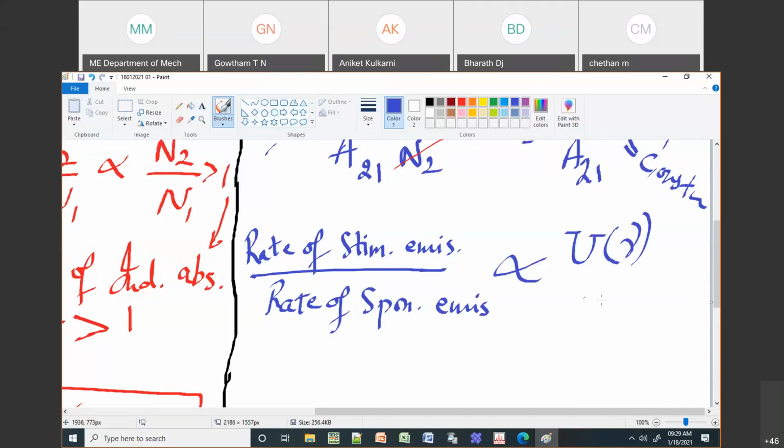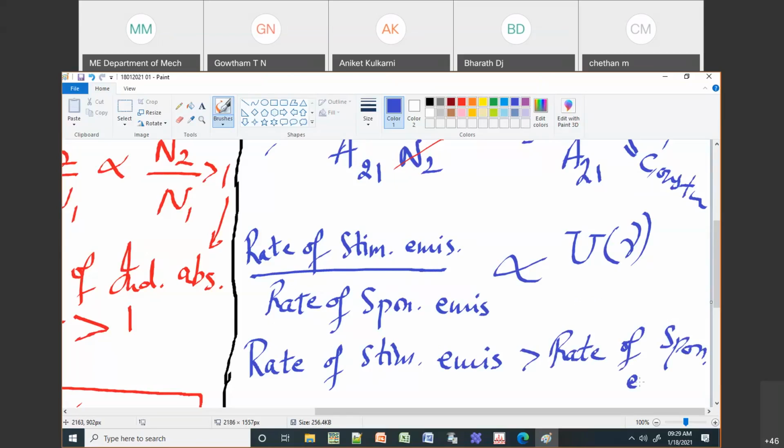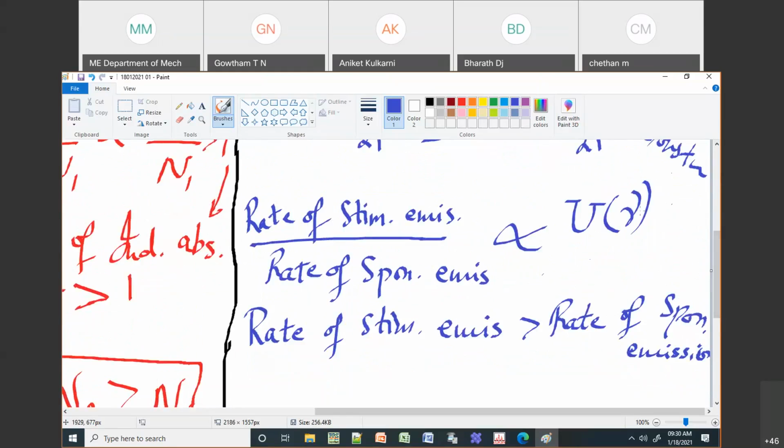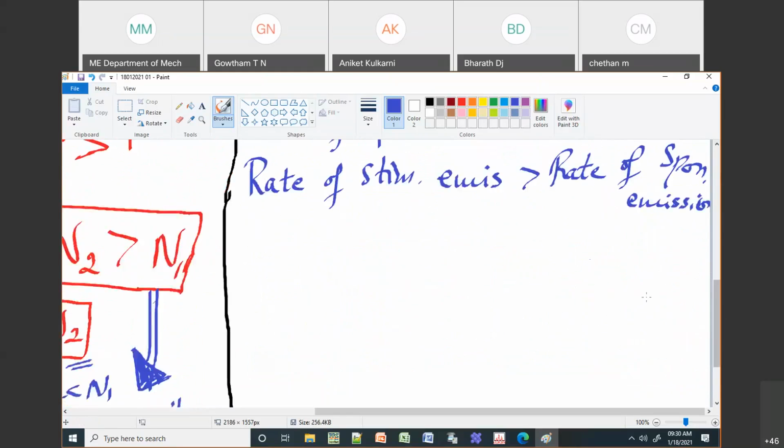Now when can I say that the rate of stimulated emission is greater than the rate of spontaneous emission? When can I say this is valid? Only when this ratio is much greater than 1. That means U of nu should be large. So for this second condition, U of nu should be large.